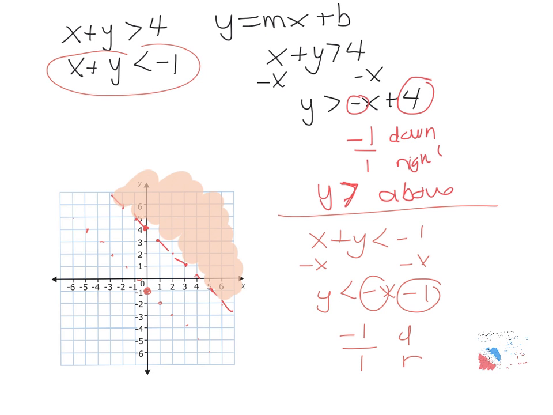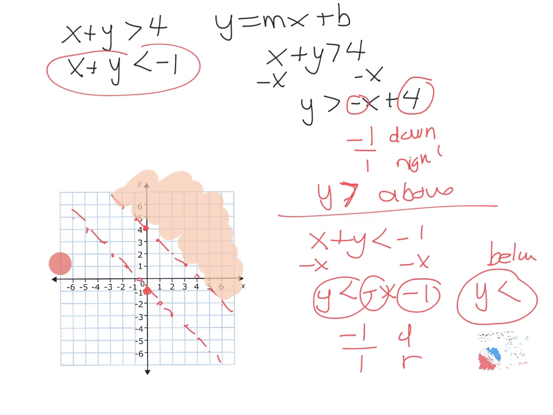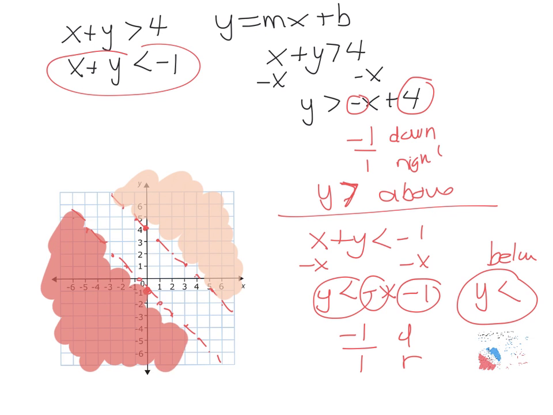Again, I have to decide if it's a dashed line or solid line. This is another dashed line. I'm shading y is less than, which is shading below the line. So I'm going to lightly shade below the line. Then our answer is to look at this and see where the two shadings overlap. In this problem, they don't overlap at all, so we say there's no solution to this problem. It's just no solution.